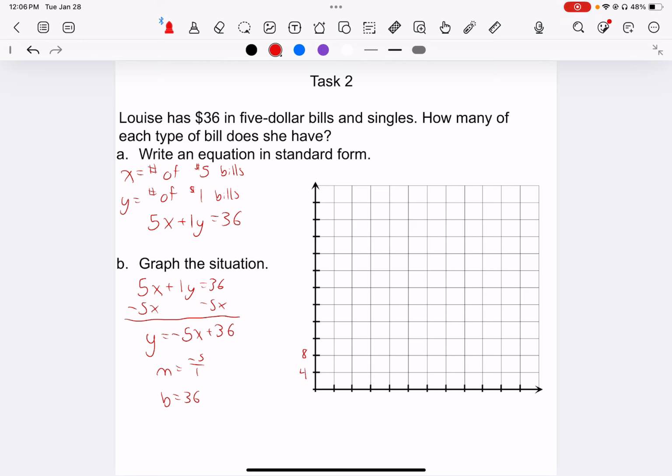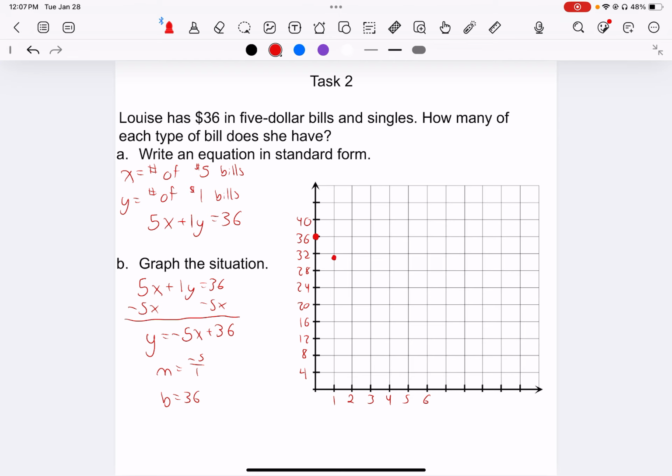So we have 4, 8, 12, 16, and so on. So going by 4s worked out well because I have 36, and that's my y-intercept. For the x values, I'm going to go by 1 because I just have to move to the right 1. So I'm going to start my graph at 36 on the y-axis. Then I'm going to go down 5, so that's to 31, and to the right 1, so just a little bit below 32.